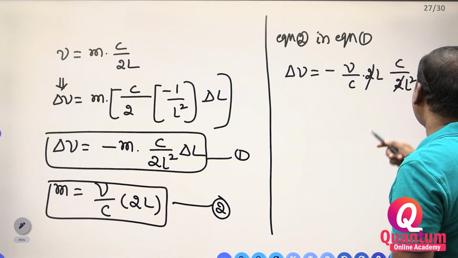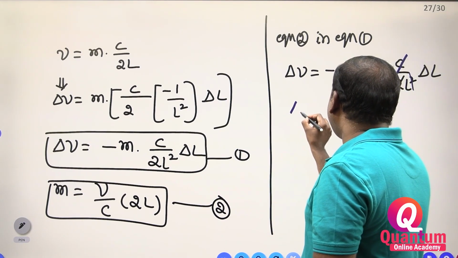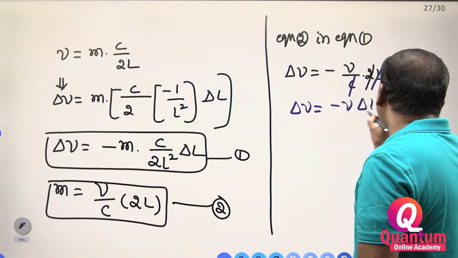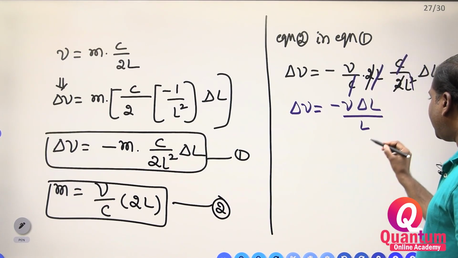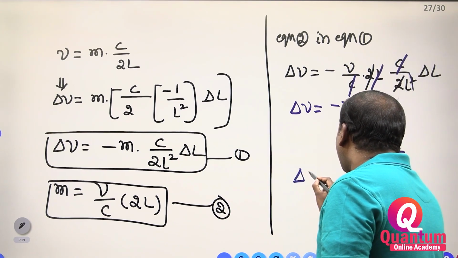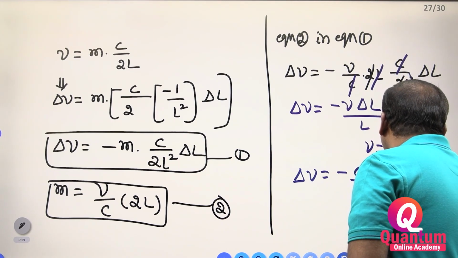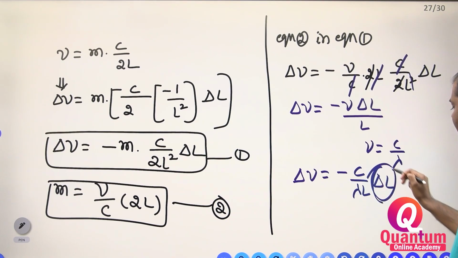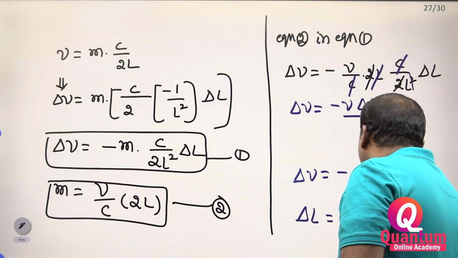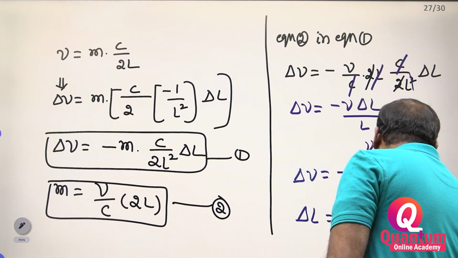Now the 2 and 2 get cancelled, C gets cancelled, and one L also gets cancelled. Therefore delta nu is equal to minus mu into delta L divided by L. What is mu? Mu is equal to C by lambda. Therefore delta nu is equal to minus C by lambda L into delta L. Delta L we want to calculate, so arrange the expression: delta L is equal to minus lambda L divided by C into delta nu.